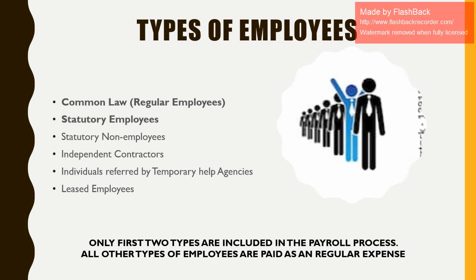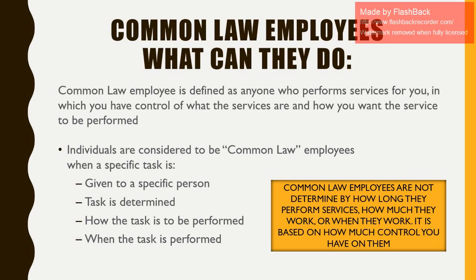Whereas for your common law employees, you need to pay into their Social Security, you need to pay into their Medicare. Those two, your common law and your statutory employees, are the only two types of employees that you are fully responsible for. Everyone else is just going to be paid as an expense, okay? So let's go ahead and talk about the difference between each individual type of employee, okay?